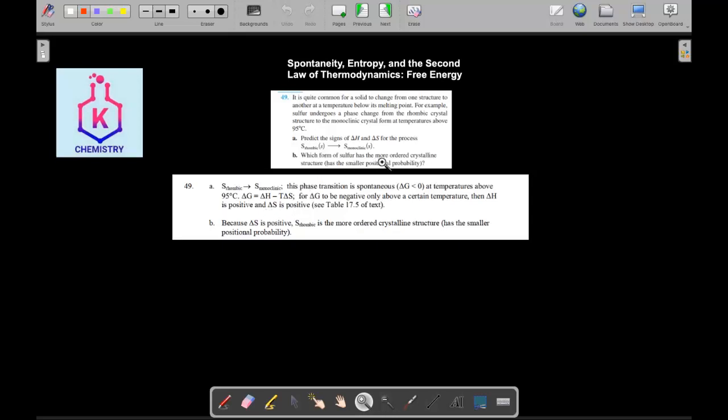Which form of sulfur has more ordered crystalline structure? If delta S is positive for this reaction, it means the disorder increases. It becomes less ordered, with higher entropy. So it means that S rhombic is more ordered than S monoclinic.